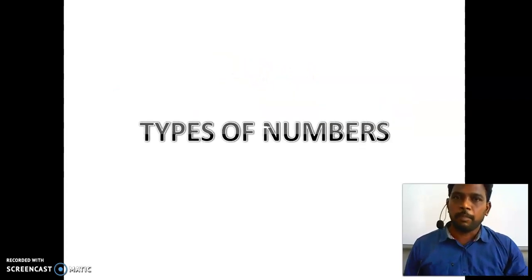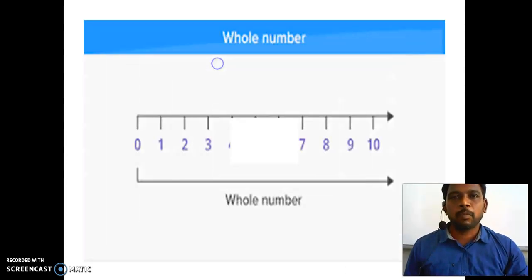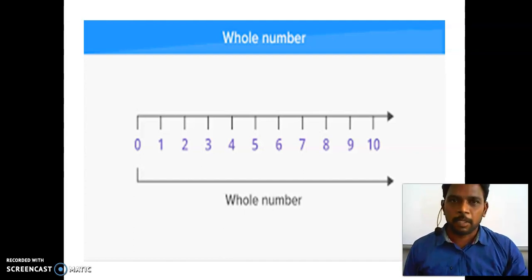So the first type is whole numbers. Already you know about the whole numbers. The whole numbers start from 0 onwards and contain only positive integers. You already know about the number line. On the number line, from 0 onwards and to the right of 0, it keeps going on. They are positive numbers and also they are known as whole numbers.